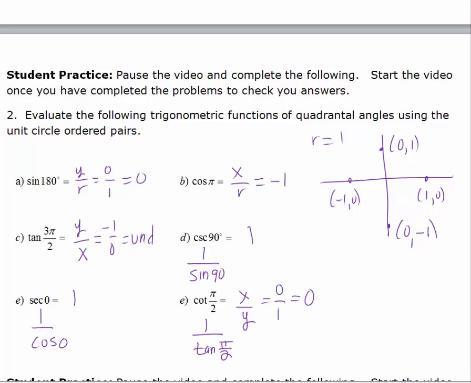Alright, I hope you did well on these. I'd like you to pause the video again and answer a few more questions, and then start the video to check your answers. And then I'm going to show you a video on another kind of quick way to help you remember the trig functions of special angles without a calculator.